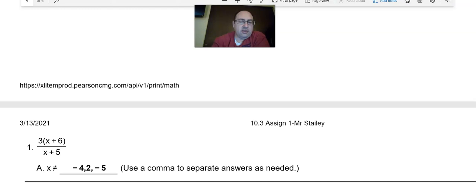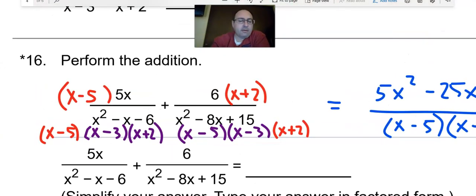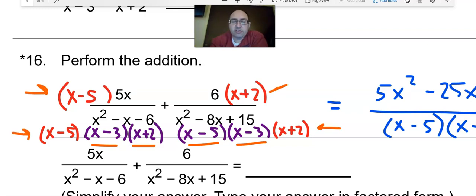16, I think this is it. Yeah, okay. So, the x minus 3, x plus 2 is the factor there. X minus 5, x minus 3 is the factor there. The first one was missing an x minus 5, so you can see I multiplied that top and bottom. The second one was missing an x plus 2, top and bottom.